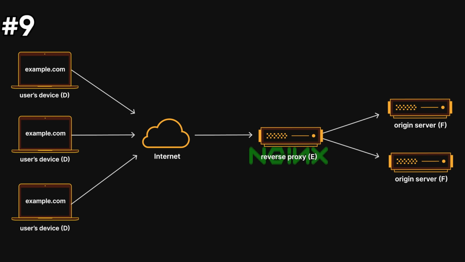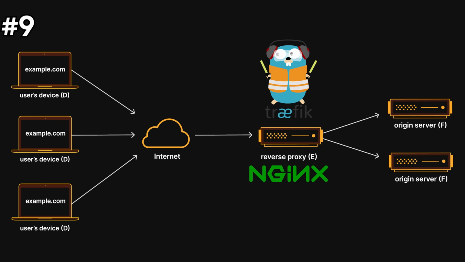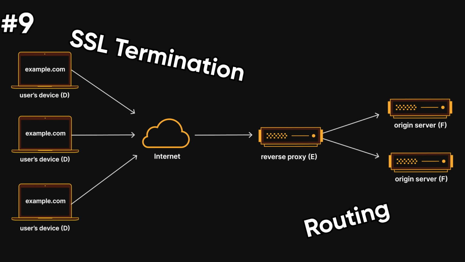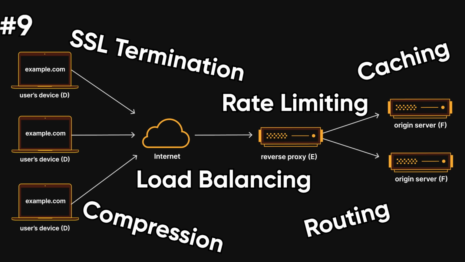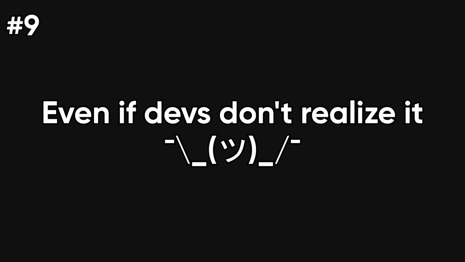And speaking of availability, let's talk about reverse proxies like Nginx or Traefik, which act as professional middlemen between users and your backend. They handle routing, SSL termination, caching, compression, rate limiting, and even load balancing. They protect your origin servers and make deployments cleaner and safer. Almost every production setup uses one, even if devs don't realize it.